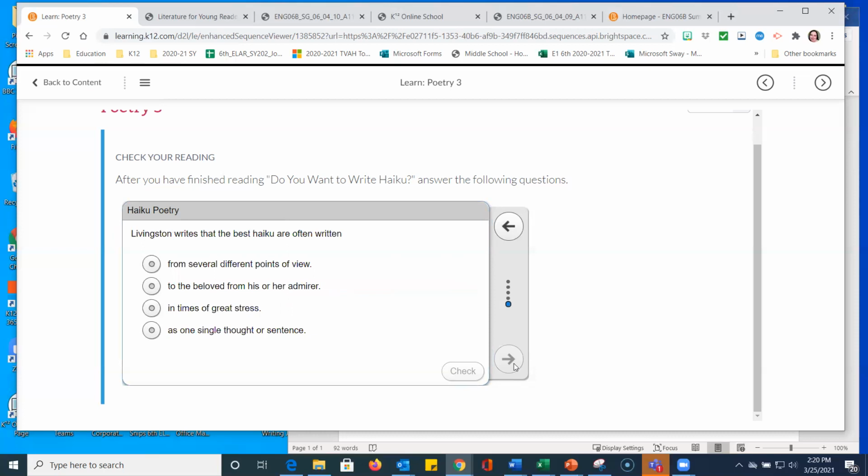Last question. Livingston writes that the best haiku are often written A, from several different points of view, B, to the beloved from his or her admirer, C, in times of great stress, or D, as one single thought or sentence. Choose your answer. Check your answer. Once you know the correct answer, copy and paste the question and correct answer in your review document.